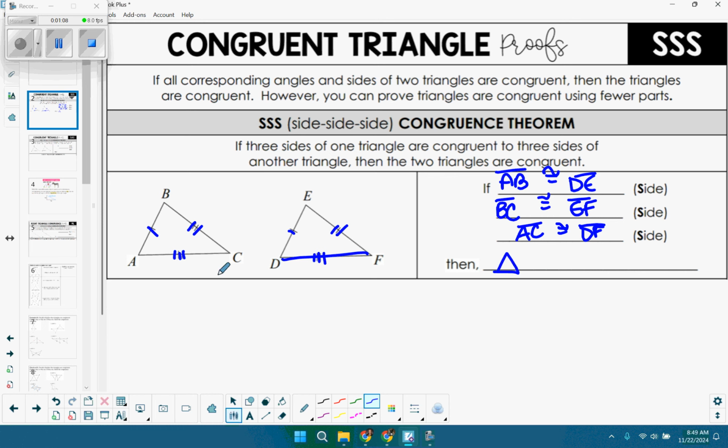So I can make my congruence statement of triangle ABC is congruent to, so now A was between 1 and 3, D is between 1 and 3, D, E is between 1 and 2, B is between 1 and 2, E, and then F.